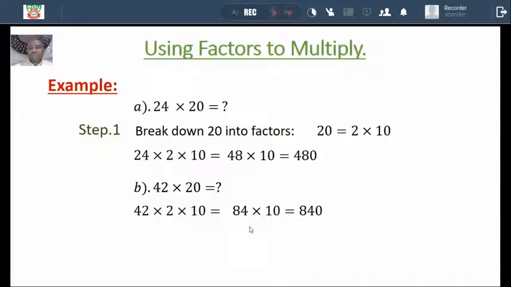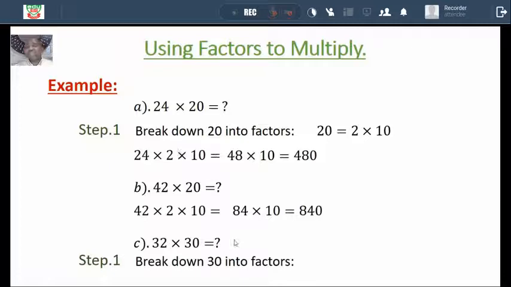Now, can you take more examples? I think so. Now, let's look at 32 times 30. What would be the easy one to take the factors of here is the 30. What would be the factors of 30? Let's continue following step 1, which is to break down this 30 into factors. What will be the factors of 30? 3 and 10. You're looking at this 10 because it's easier to multiply numbers by 10. So the only struggle will be to multiply that number by 3. Now, how do you do that?